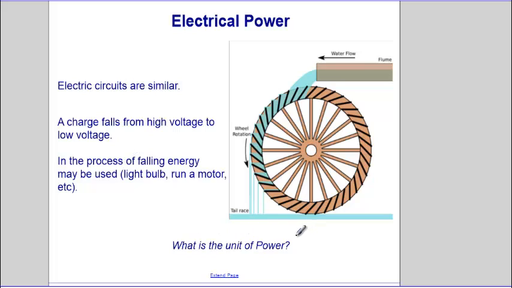What is the unit of power? That's the question exactly. It's actually joules per second, which are watts.